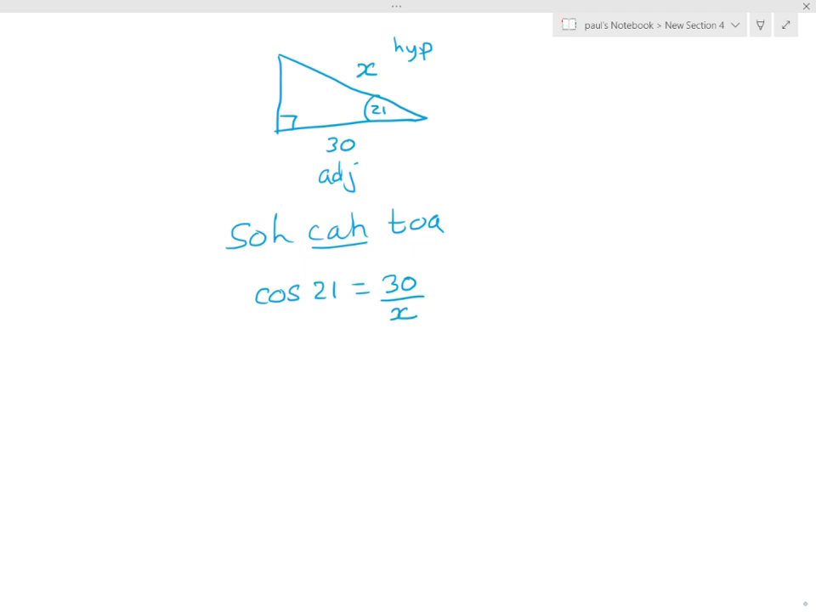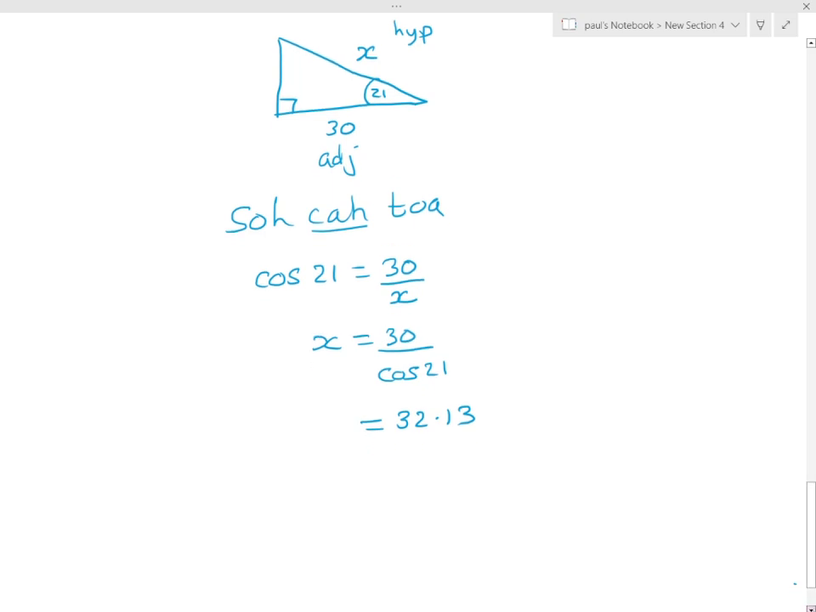Let's do this little swap round bit because x is on the bottom. So x equals 30 divided by cos 21, which equals the following. Get the calculator out. 30 divided by cos 21 equals 32.13. 32.13 centimeters, meters, inches, miles, whatever it might be. Okay, so got another one.